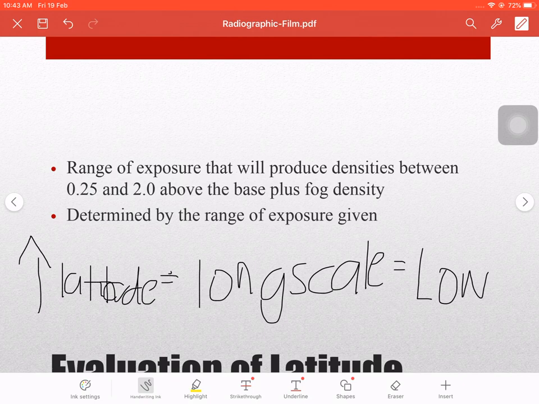So, kung may long, low ka, automatically, if you have a short scale of contrast, our contrast is high. Tatandaan si long, low para hindi malito. Long, low. Long scale of contrast, we have a low contrast. So, automatically, short scale of contrast gives us high contrast.